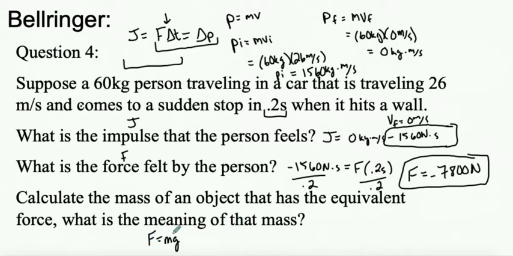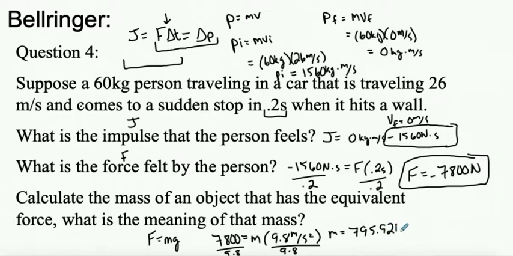So we're going to use this equation here, force equals mass times gravity. We'll use that 7,800 newtons equal to a mass times gravity, which is 9.8 meters per second squared. So divide both sides by 9.8, and we get a mass of 795.92 kilograms.